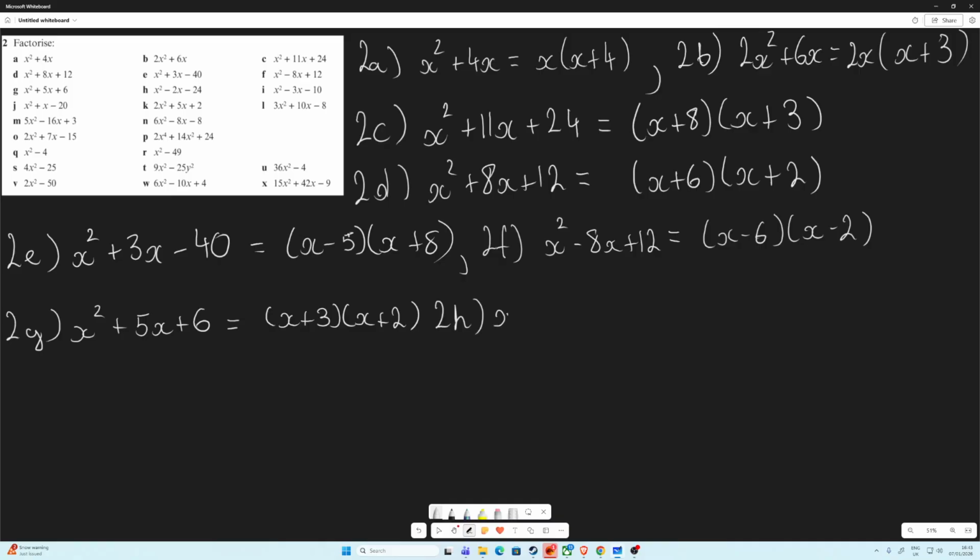2h. x squared minus 2x minus 24. There will be 6 and 4 in some combination. It will be positive 4, negative 6.